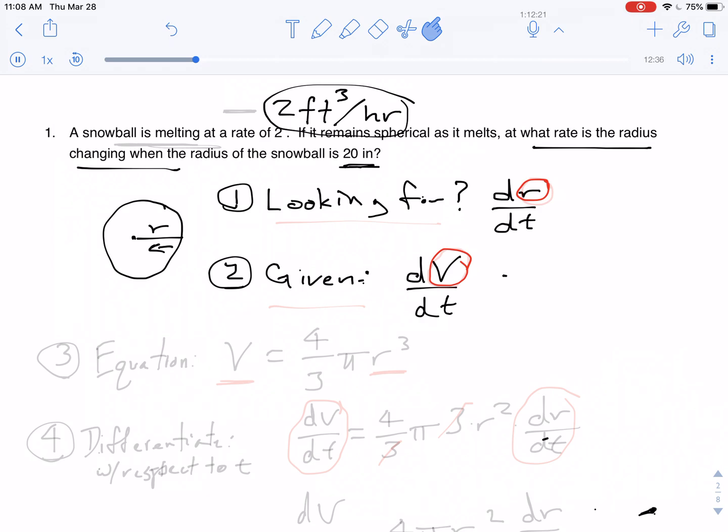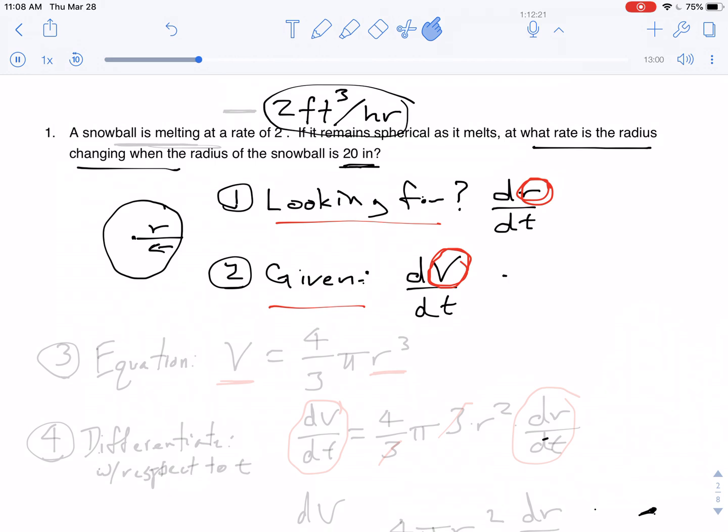So looking for tells us what rate we're looking for. Given tells us what rate we're given. Then with related rates, what we're going to do is find an equation in terms of V and r. So now I need to think about my problem and what relates these two variables in terms of an equation.